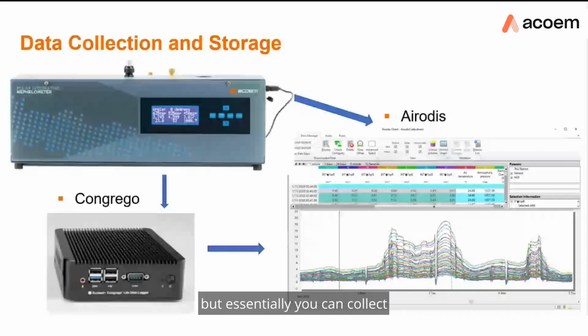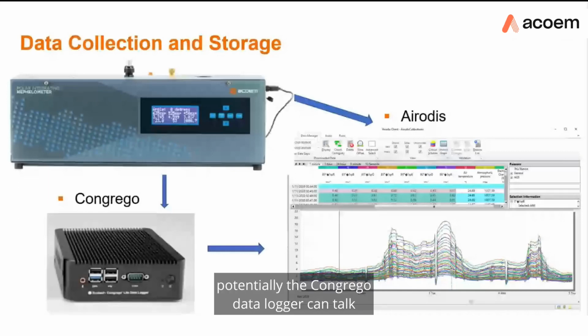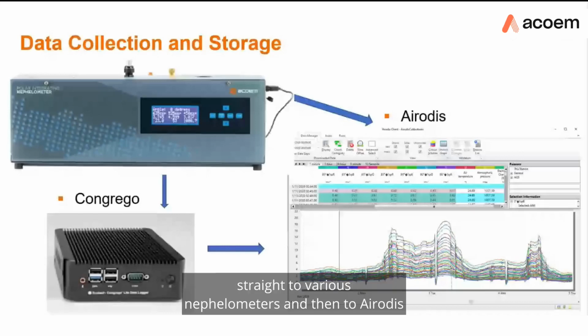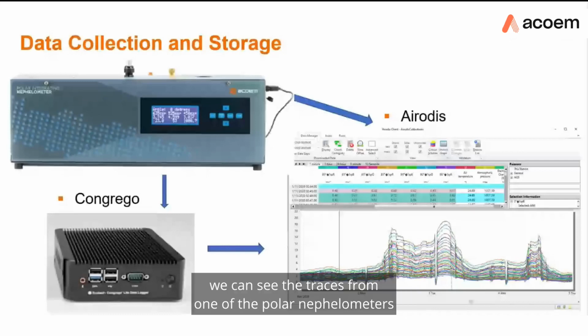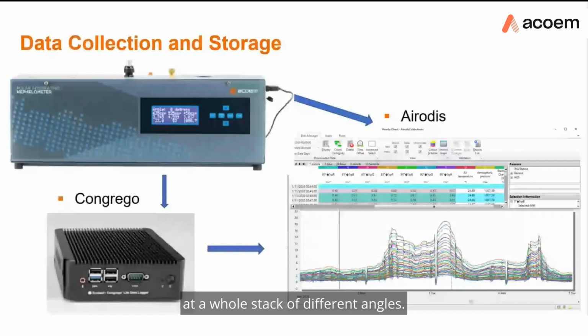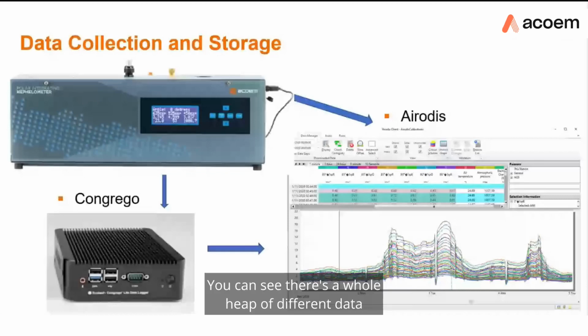But essentially, you can collect directly from the nephelometer, or if you've got multiple things you're wanting to log, potentially the Congrego data logger can talk straight to the various nephelometers and then to Aerodis. And in the example there on the screen, we can see the traces from one of the polar nephelometers at a whole stack of different angles. You can see there's a whole heap of different data, and obviously increasing as you get greater total intensity. But we've got a few different options there to be able to communicate with both the nephelometer and whatever other instruments you may need in the system.